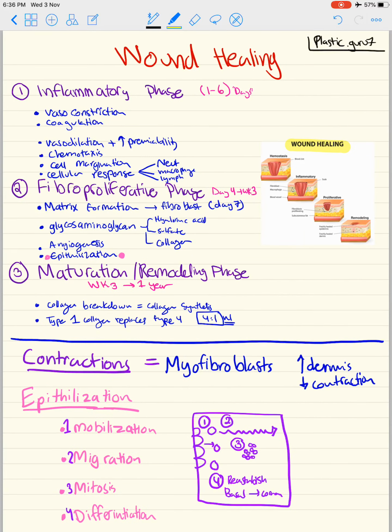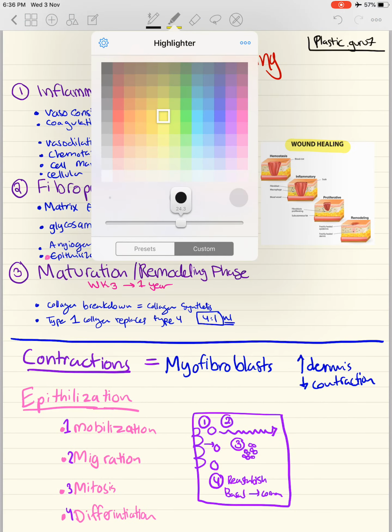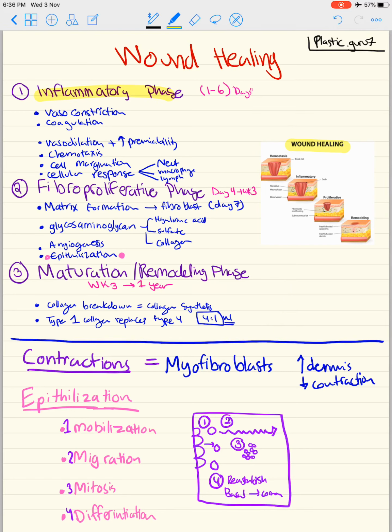Today we will be talking about wound healing in less than 3 minutes. So, wound healing has 3 steps. Basically, we have the inflammatory phase that takes about a week, the fibroproliferative phase, which takes about 2 weeks from day 4 to week 3, and the maturation phase, which takes about a year.